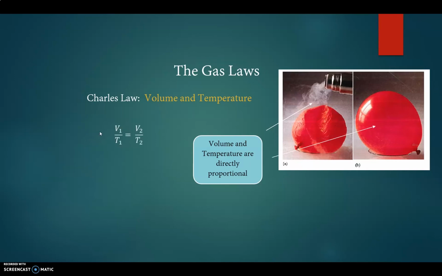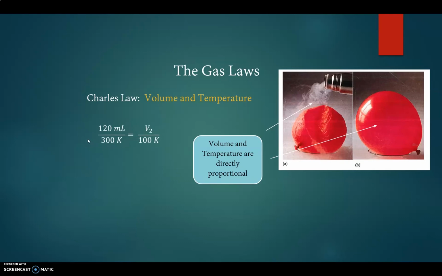So Charles came up with an equation that's similar to Gay-Lussac's law. Because volume and temperature are directly proportional, it's in the form of a fraction. So V1 and T1 would be the volume and temperature of the balloon to start with, and V2 and T2 would be the volume and temperature at the end. So, since they're directly proportional, whatever happens with one of these should happen to the other.